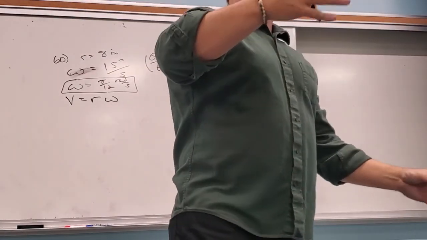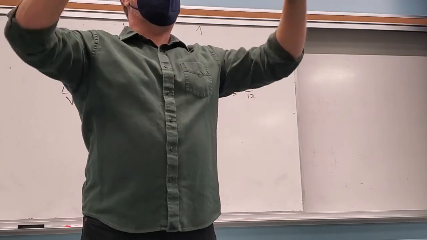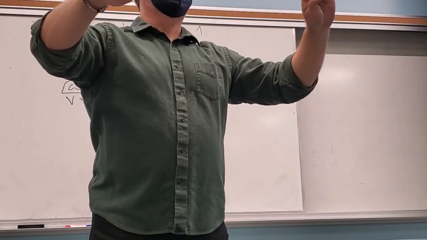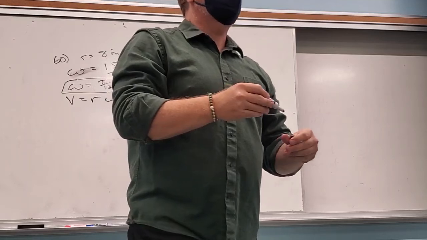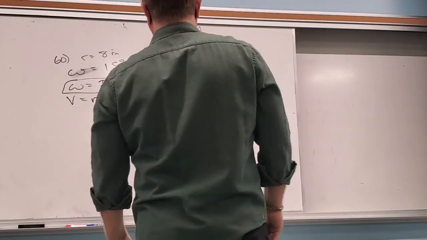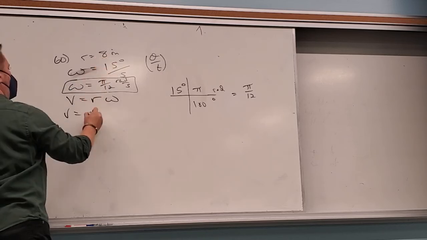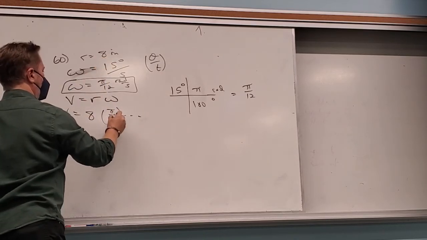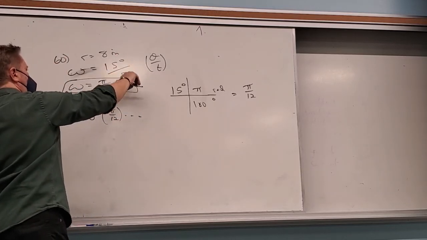If I did 3 rotations every 20 minutes, that is 6 pi radians every 20 minutes. That's huge. That's a lot of information. So look for rotation and revolution. That's huge. So the only thing we have left to figure out, because here I just got to plug stuff in. 8 times pi over 12, and this will be inches per second.